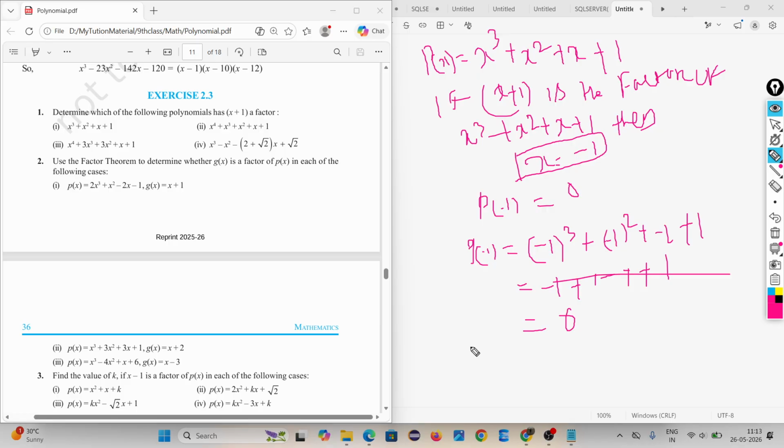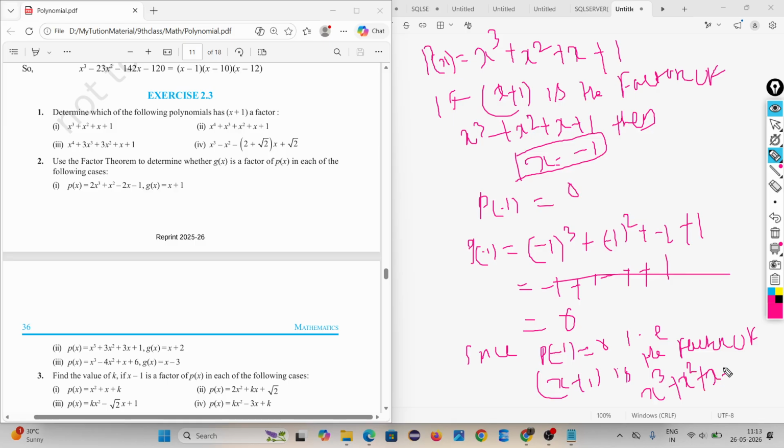Okay. Since p of minus 1 equals 0, that means x plus 1 is a factor of x cube plus x square plus x plus 1. Okay, sir. Do you understand how to do it? Yes, sir. Okay.